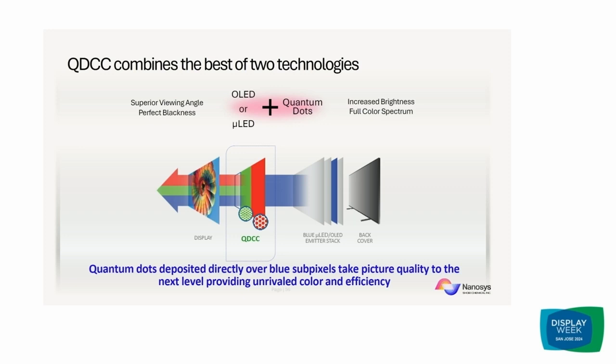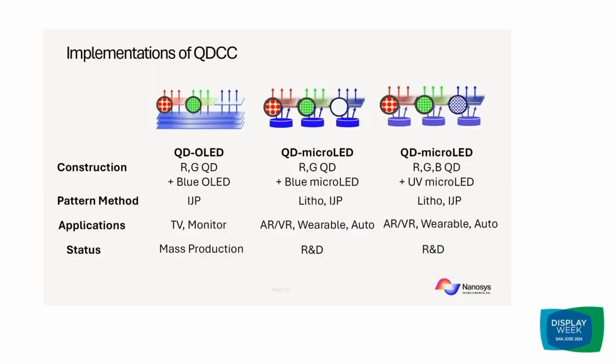Lastly, QDCC is not just something that your consumer can see in the final display. It's something that can, again, ease manufacturing. So it's really easy for the display manufacturer to adopt. There are a lot of different ways in which color conversion could be implemented. The first, again, as I described, is quantum dot color conversion on OLED blue pixels. And this is something that's out in mass production right now. You'll see it in products, in TVs and monitors.